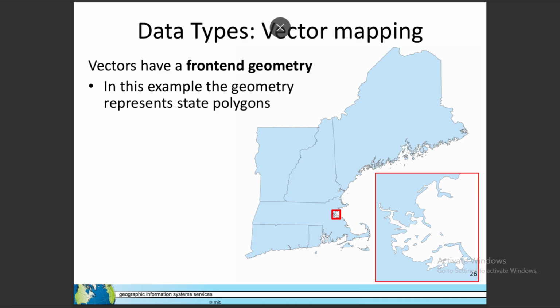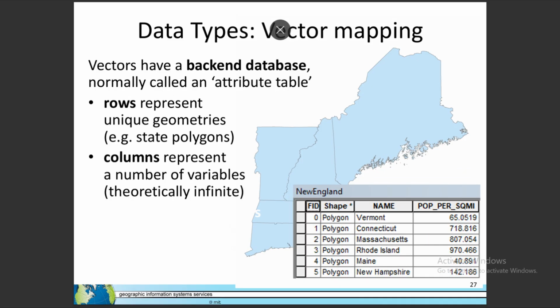When you look at a vector map, you're looking at the front end. The polygons, lines, and points that are rendered on screen are the visual representation of coordinate data stored in the file. The back end is the attribute table, the database that lives behind every vector layer.